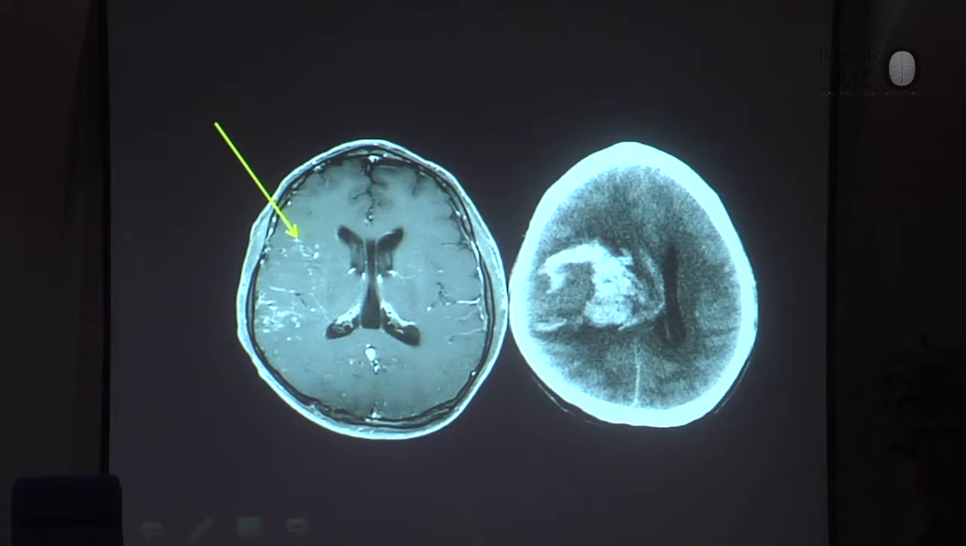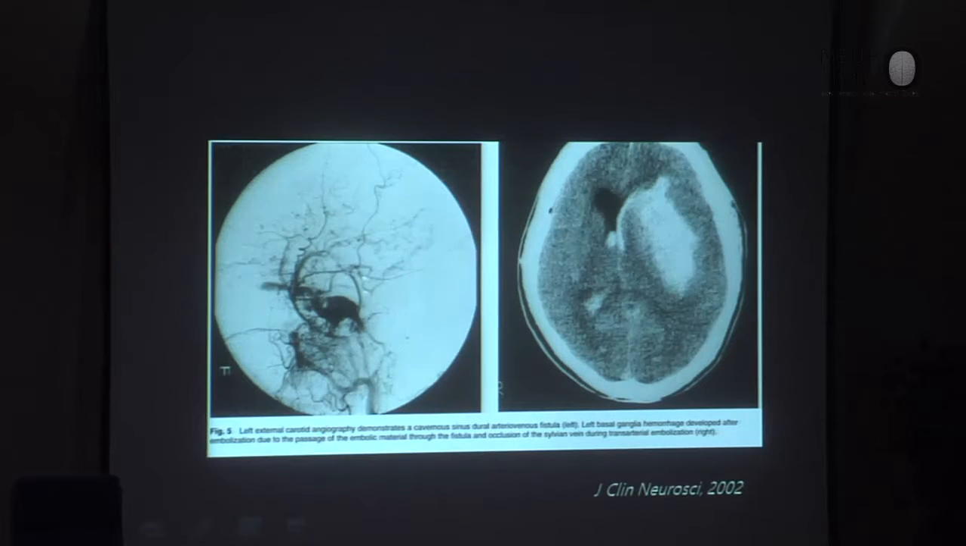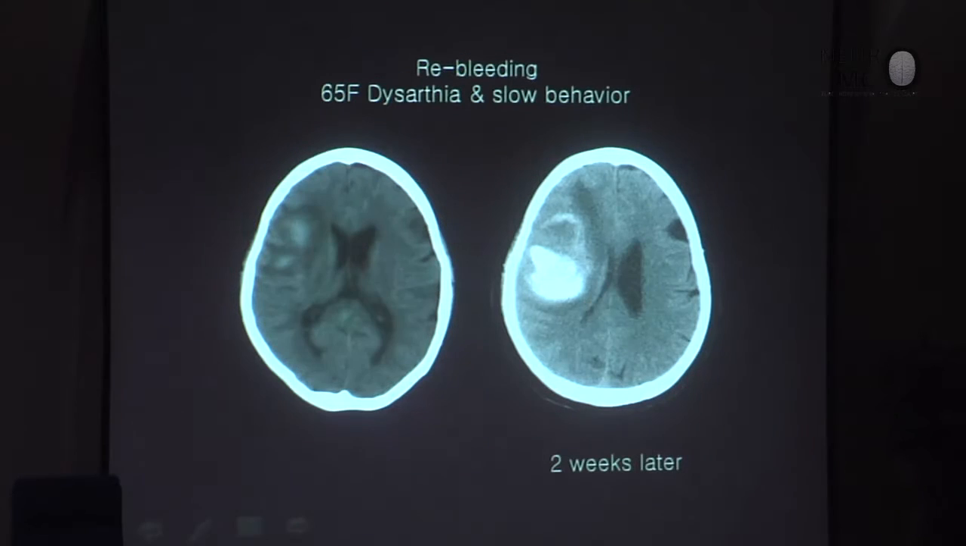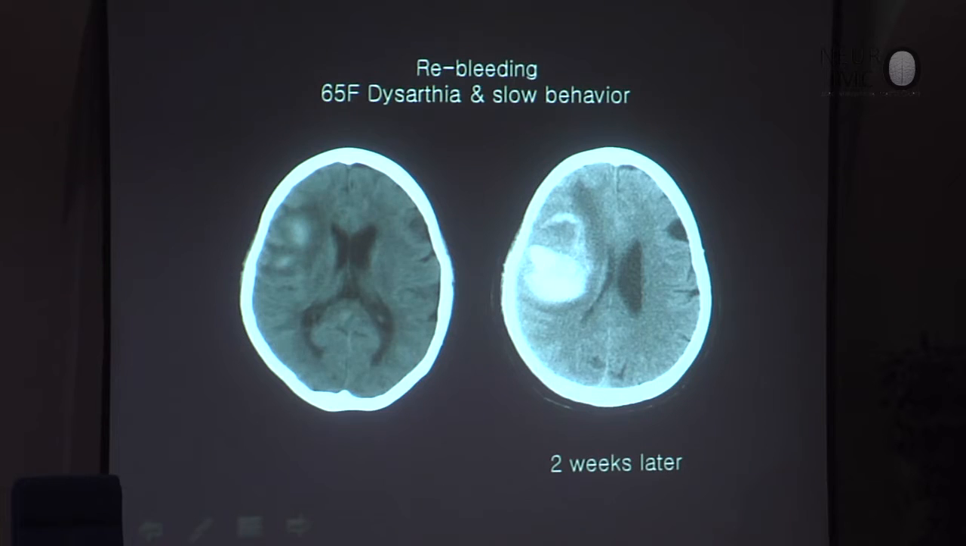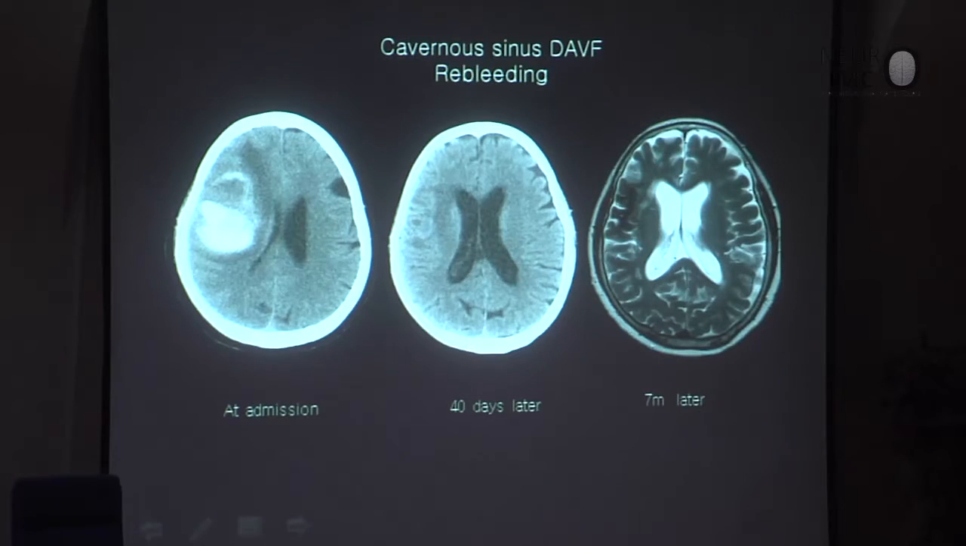Probably the small PL vessel engorgement resulted in massive bleeding. So in the literature, when embolic particles pass into the venous side and reach the PL or cortical veins, they can cause massive hemorrhage, as you see here. Once there is a bleeding, it can rebleed like this. It's a matter of weeks. And then if it's properly managed, it can almost reverse to the normal state.